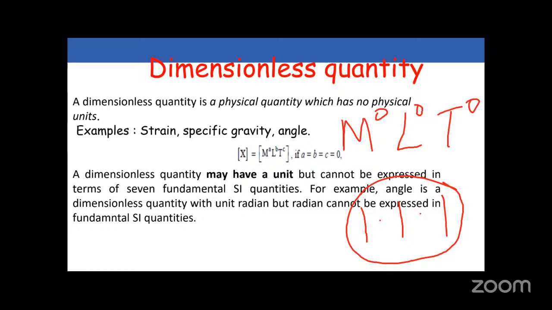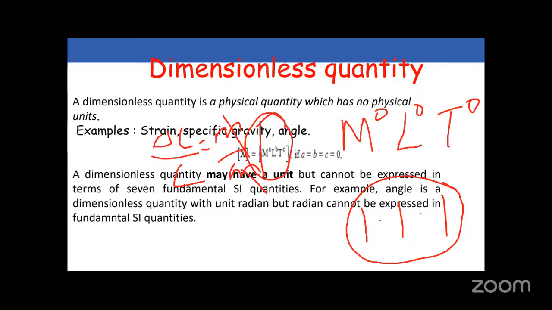Examples of dimensionless quantities are strain. Strain is change in length over original length. The unit of change in length is meter, the unit of original length is meter. So the units cancel, you have 1. So it's dimensionless, but the unit is equal to 1.